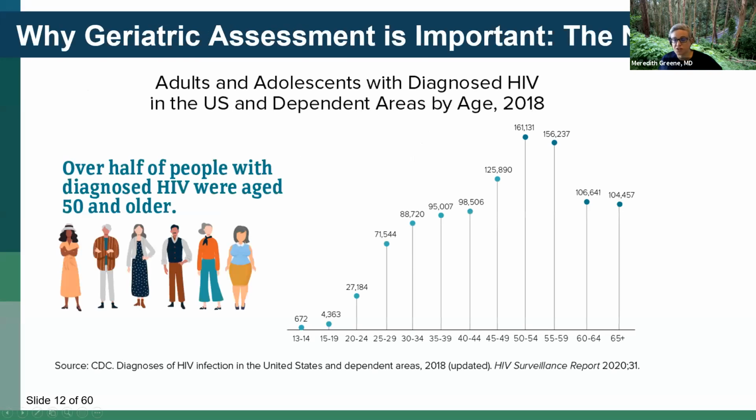So just so everyone's on the same page, why are we talking about geriatric assessment? And these are 2018 numbers from the CDC showing that in 2018, over half of all the people living with HIV in the United States were age 50 or older.